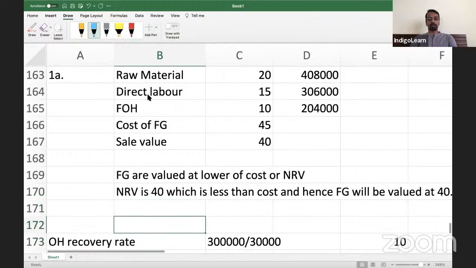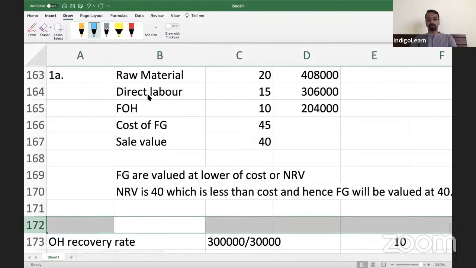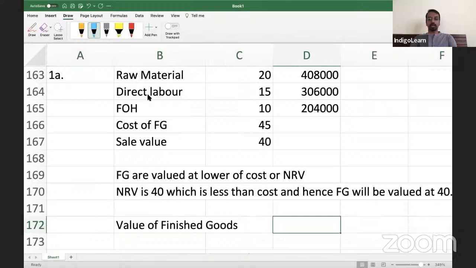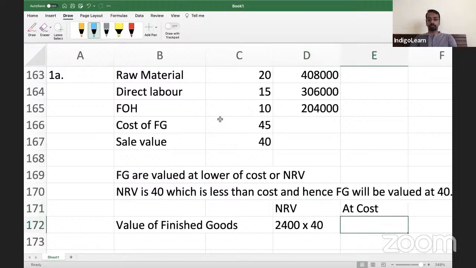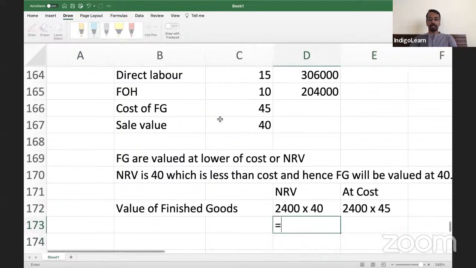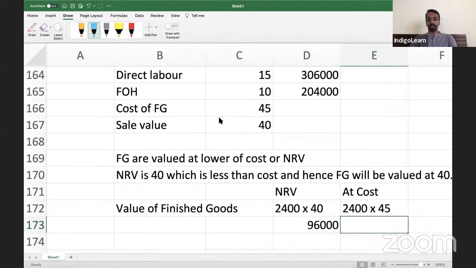What is the value of finished goods? Value of finished goods will be the number of units of finished goods, which is 2400 multiplied by 40. Okay, at NRV. At cost, it will be 2400 multiplied by 45. So that will be 2400 multiplied by 40 and 2400 multiplied by 45. Okay, so NRV is lesser, so it will be valued at 96,000.